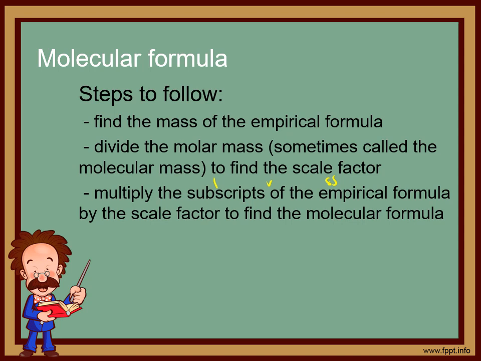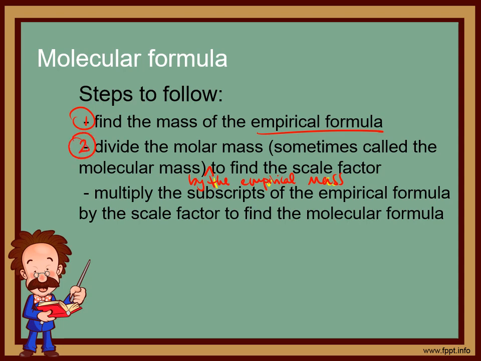Let me fix this one first. Divide by the empirical mass. Good. Step 1, find the mass of the empirical formula. Take the empirical formula, add up all the atoms in the empirical formula using the periodic table.